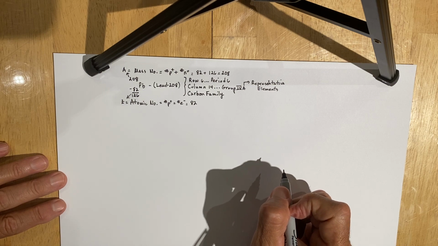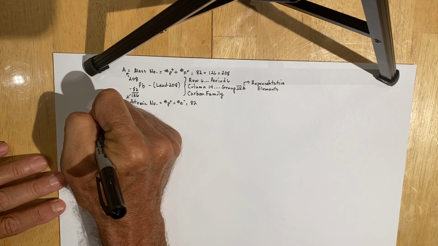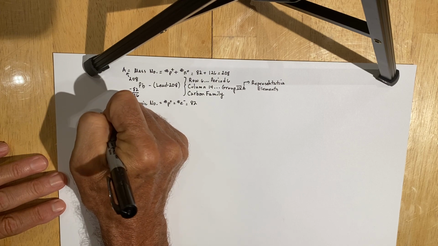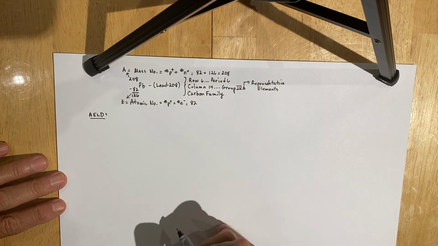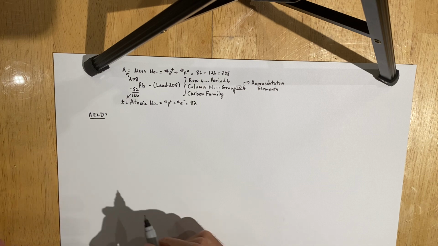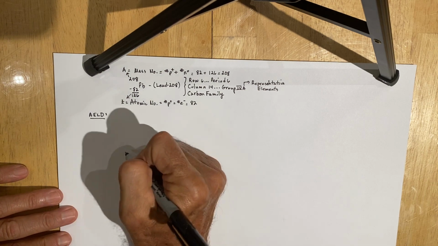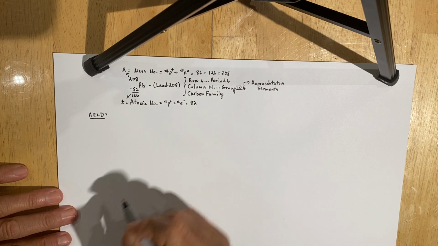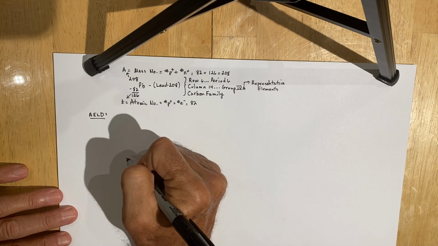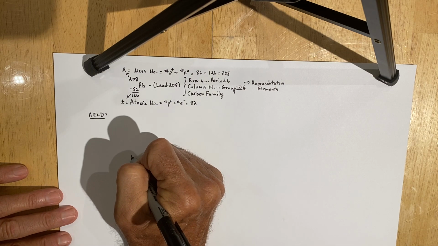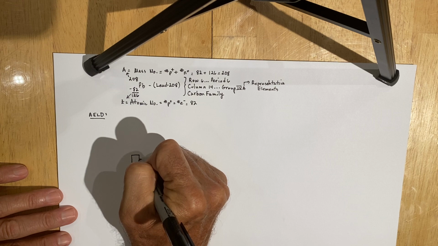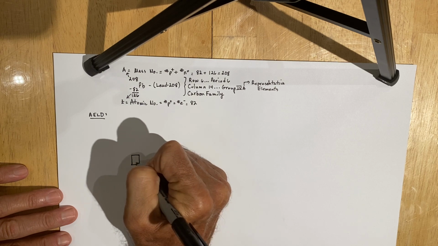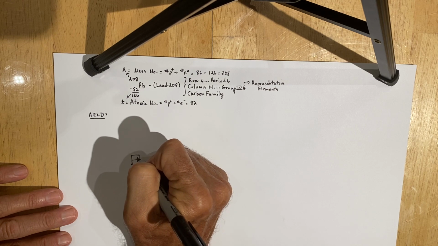That being said, I would like you to construct an AELD diagram, or atomic energy level diagram. You're going to need a fair amount of space to do this, and I don't want to take up too much space because I don't want to get too far down on my sheet of paper here. Otherwise, we're going to lose the construction of this from the camera's view.